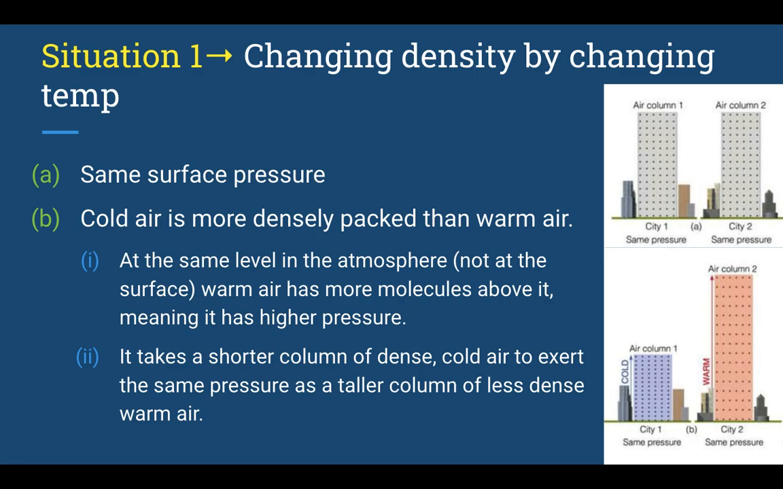Excuse me for the bell. We talked through this in a previous unit. As substances get warmer, their particles spread farther apart. So cold air is going to be more densely packed than warm air at the same level, not at the surface. At the same level in the atmosphere, warm air has more molecules above it, meaning it has higher pressure. It also takes a shorter column of cold, dense air to exert the same pressure as a tall column of less dense air.